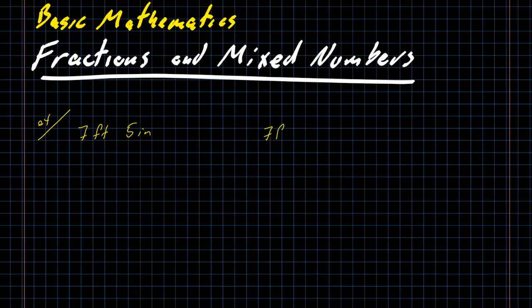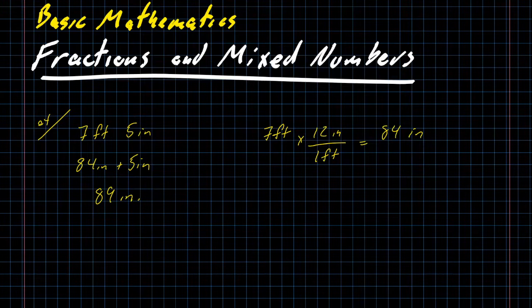So I know that there are 12 inches in 1 foot. And if I multiply 7 feet times 12 inches in 1 foot, I get that 7 feet is the same thing as 84 inches. So my measurement of 7 feet 5 inches is the same thing as 84 inches plus 5 inches, which is 89 inches.